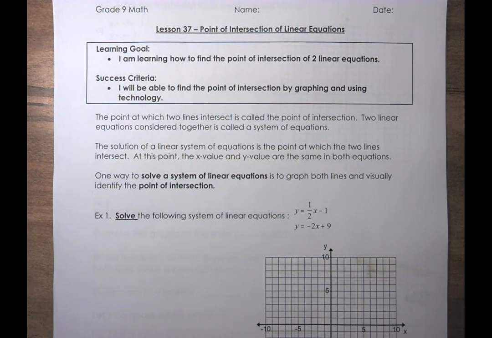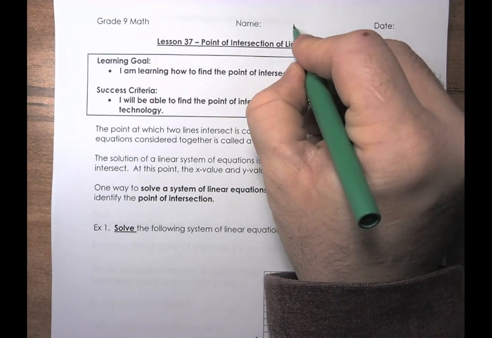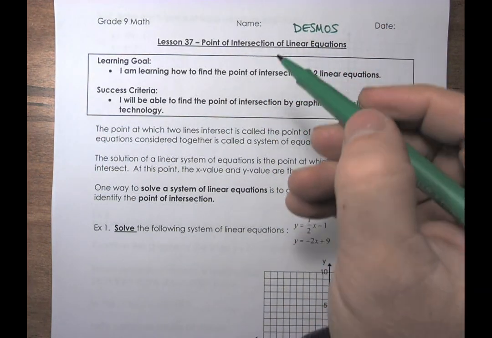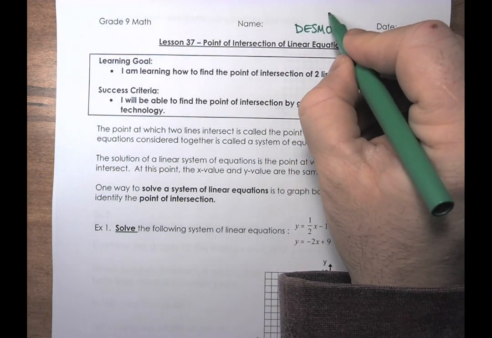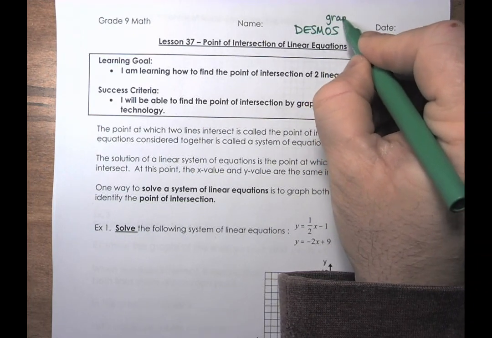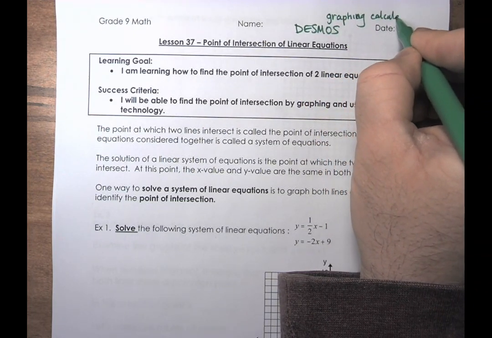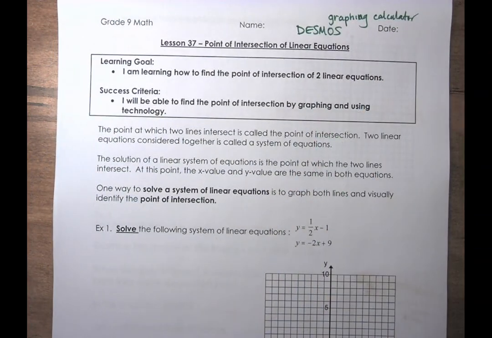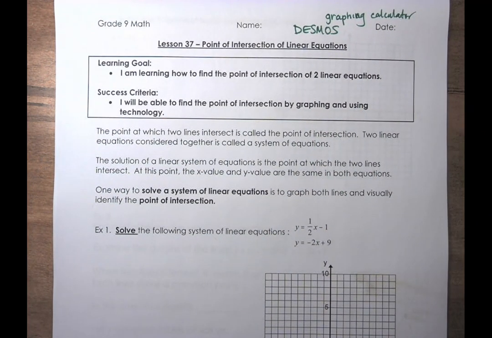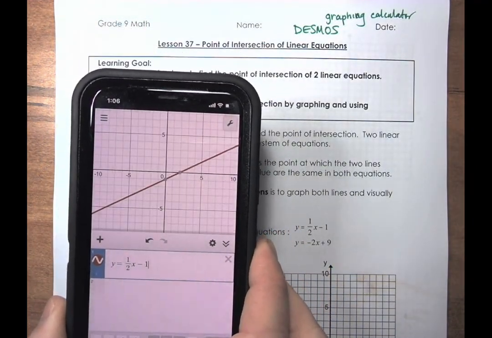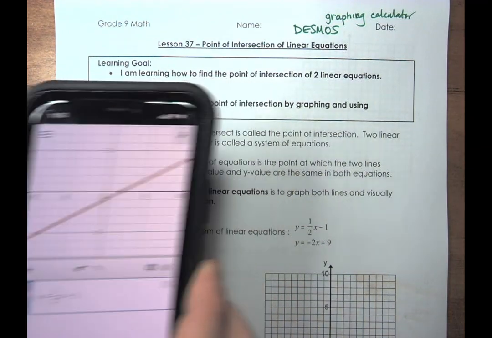So as you get started, if you have your phone or your Chromebook ready, you want to get the graphing calculator for Desmos ready, and we're going to show how that works for using our phone.